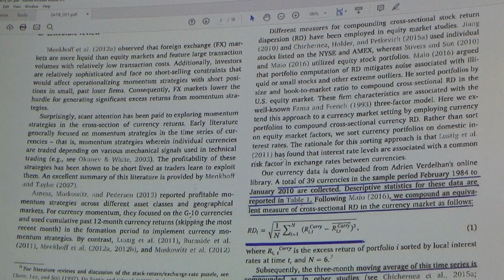In table 1, we have the descriptive statistics. If you scroll down here in table 1, you see sample average, standard deviation, skewness, kurtosis, and so on and so forth, of the currencies that we have in our sample. So we use these 39 currencies, and we compute the cross-sectional return dispersion for the currency market as in this formula 1.